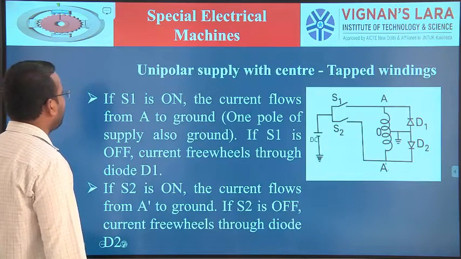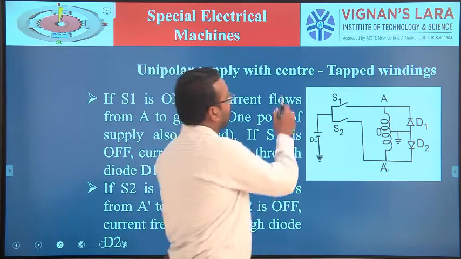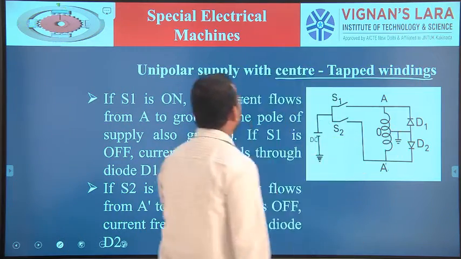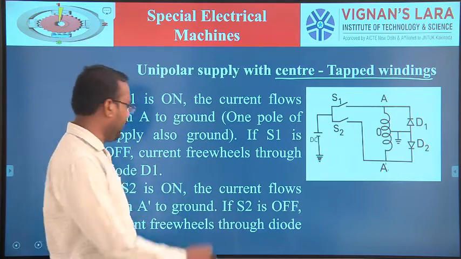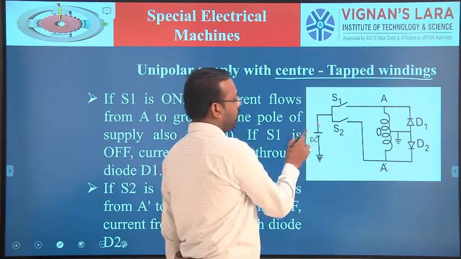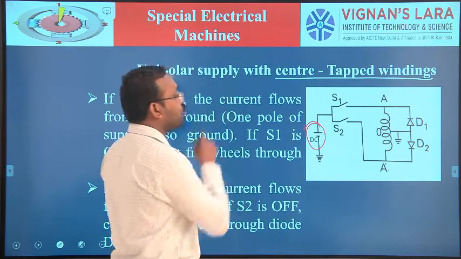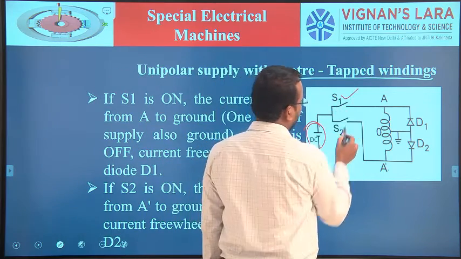So the next configuration is unipolar supply with the center tap winding. We are using only one source. See here, there is only one source. That is unipolar supply. But we are using 2 switches: S1 is one switch and S2 is another switch.